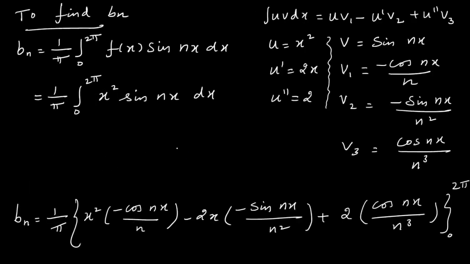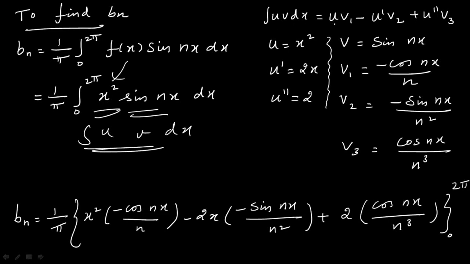Next we calculate the value of bn. So 1 over pi integral 0 to 2 pi f of x sin nx dx. So replace f of x by x square. This is a product of functions. This is of the form integral u v dx, isn't it? So you know the formula. Integral u v dx equal to u v1 minus u dash v2 plus u double dash v3. So the same thing we did already.